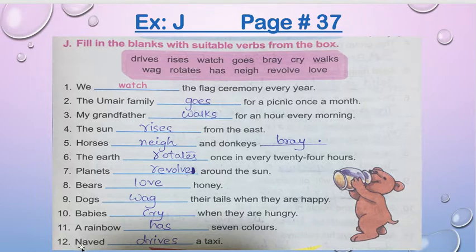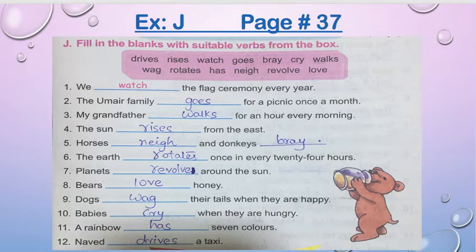Okay, next one. 12th one. Naveed dash a taxi. Drives. Naveed is the subject and it is in singular form. So the verb will be in plural, isn't it? So what is the base form of the verb here? Drive. What we are doing? We are adding s to make it a plural verb. Okay, drives. So students, simple present tense exercise ends here.